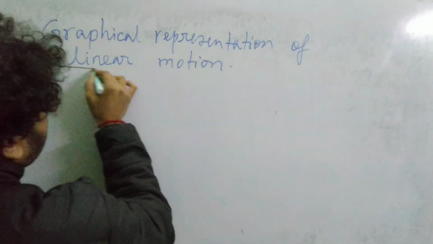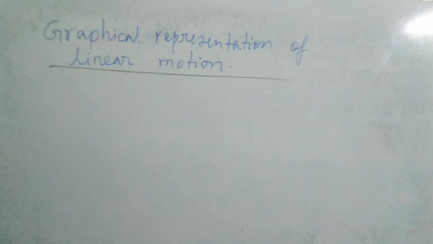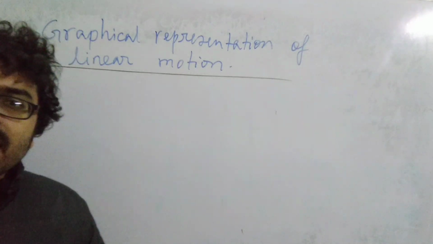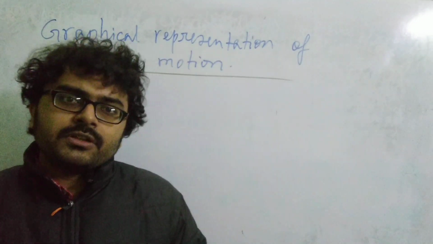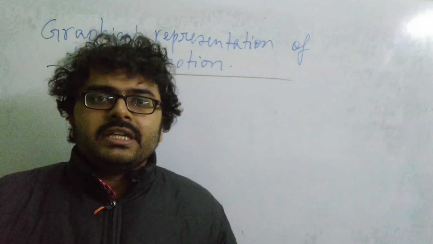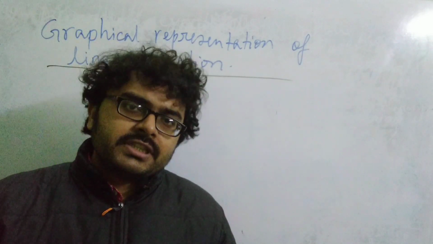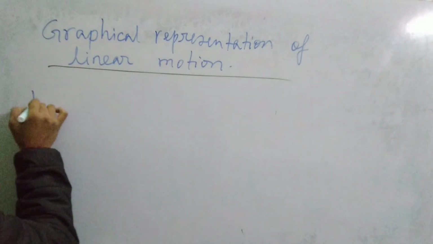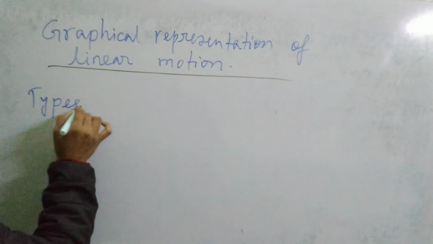Now, when you talk of graphs, you must be wondering about the x-axis and y-axis. Definitely we will be talking about those axes, and about which quantity is represented by which axis. There are actually three graphs that we are going to discuss: a displacement time graph, a velocity time graph, and an acceleration time graph. So there are three types.